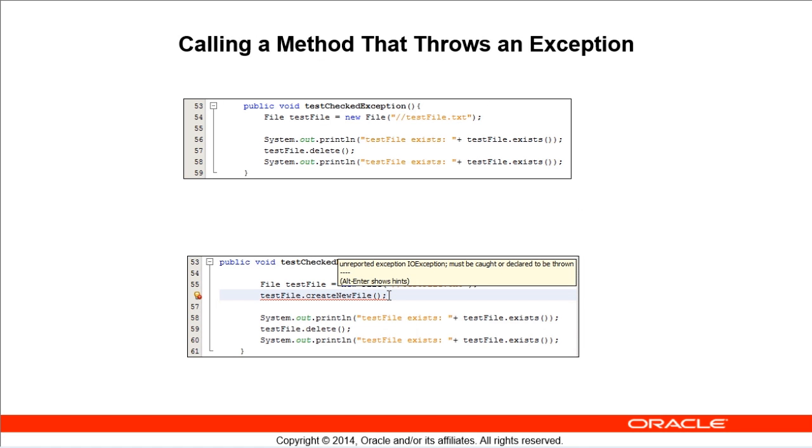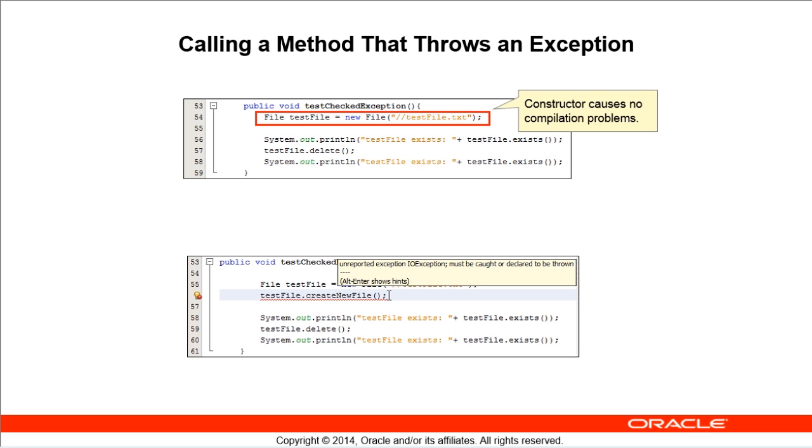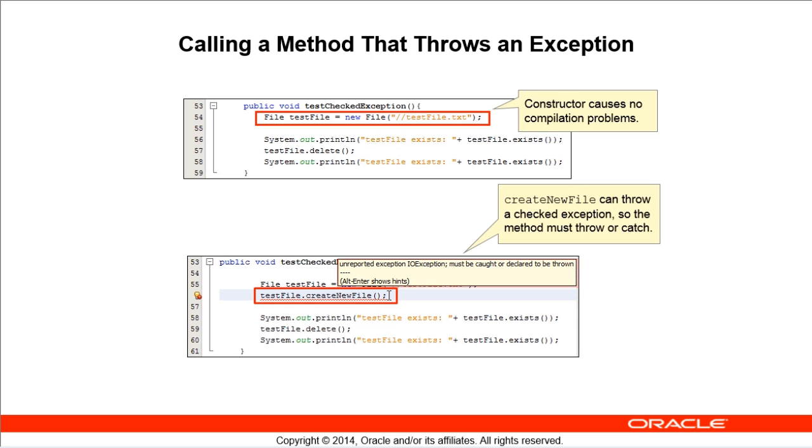These two screenshots show a simple testCheckedException method. In the first example, the File object is created using the constructor. Notice that even though the constructor can throw a NullPointerException if the constructor argument is null, you aren't forced to catch this exception. However, in the second example, createNewFile can throw an IOException, and NetBeans shows that you must deal with this.